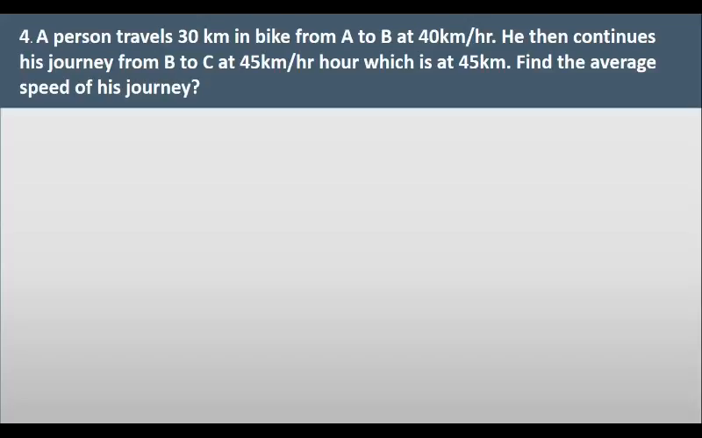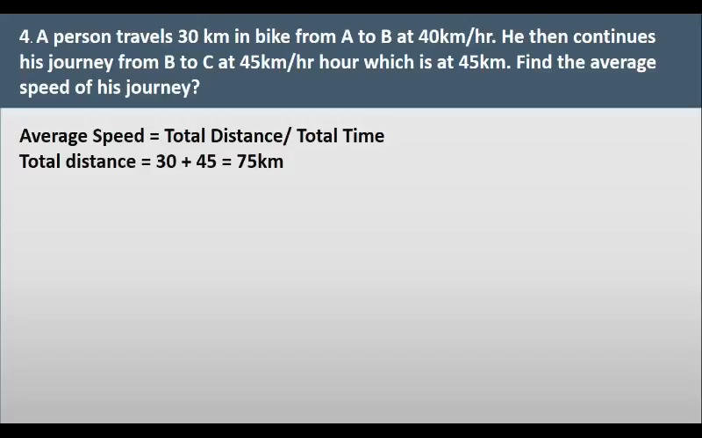Here we need to calculate the average speed for his entire journey. We know that average speed is equal to total distance divided by total time. Hence, the total distance in our case would be the sum of the distances from A to B and from B to C, which is equal to 30 plus 45, giving us 75 kilometers. And the total time would be the time taken to travel from A to B and the time taken to travel from B to C.